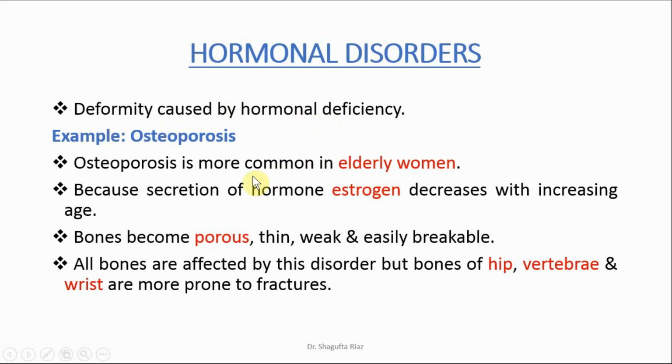This deficiency of the hormone estrogen can affect most of the bones of our body, but especially the bones of hip, vertebrae and wrist are prone to fractures. They can very easily be fractured if the person falls down or gets hit at the hip, vertebrae or wrist.